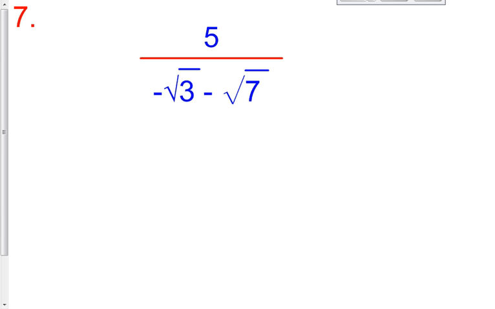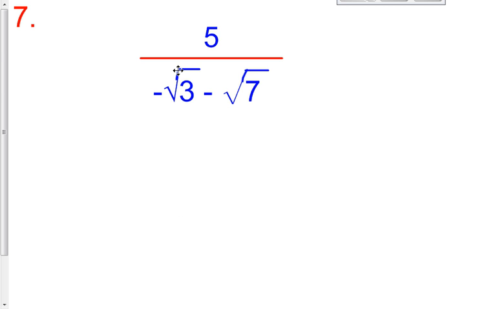What we have right now is irrational numbers in the denominator. Square root of 3, irrational. Square root of 7, irrational. What you learned in the first half of this lesson on a different video was that if we had 5 divided by square root 3, we multiplied both top and bottom by square root 3. However, what happens if you do that in this case?